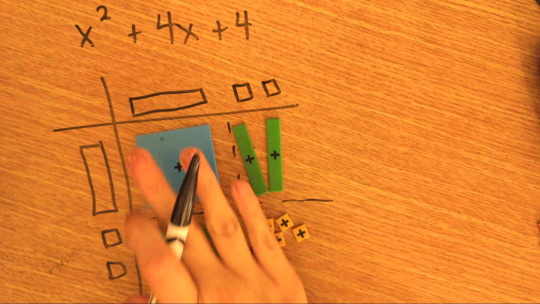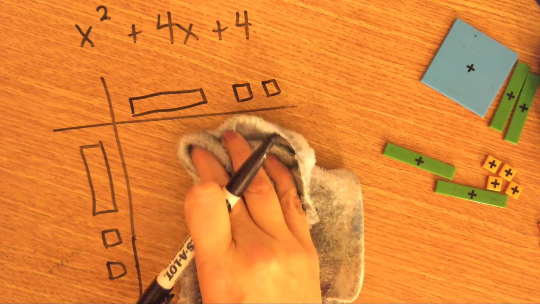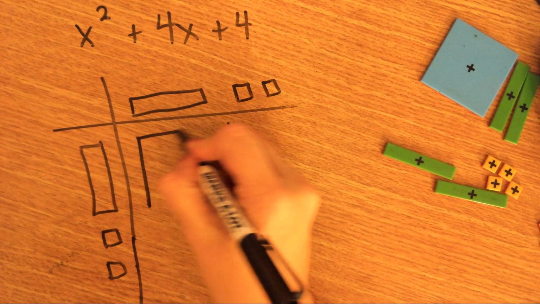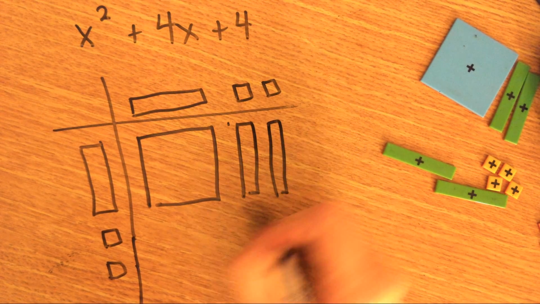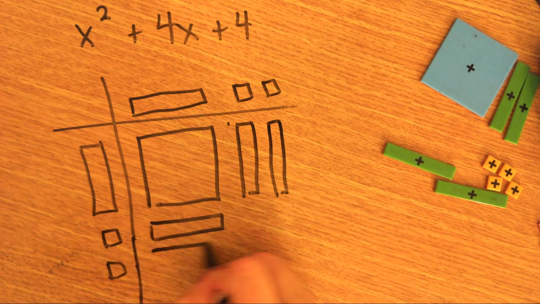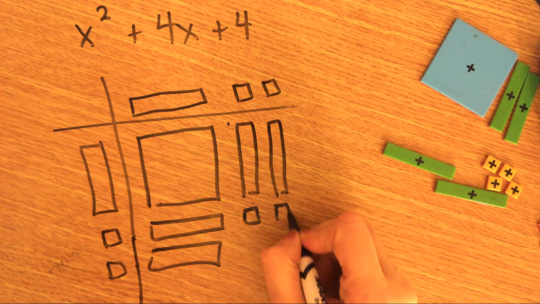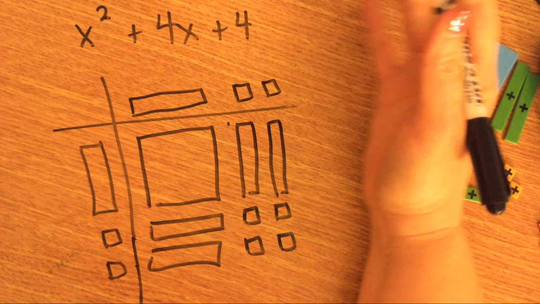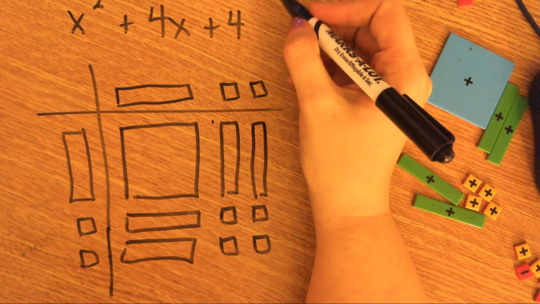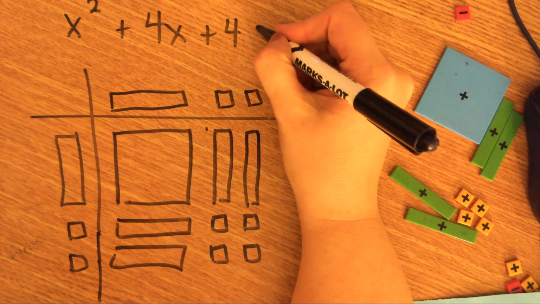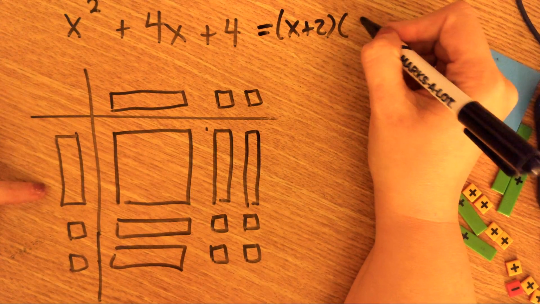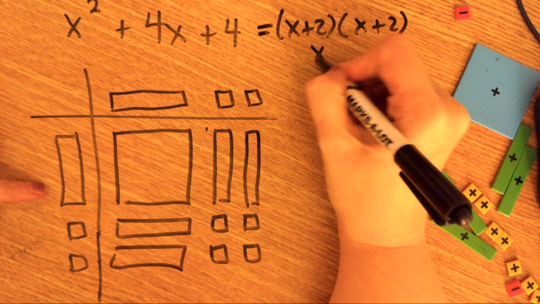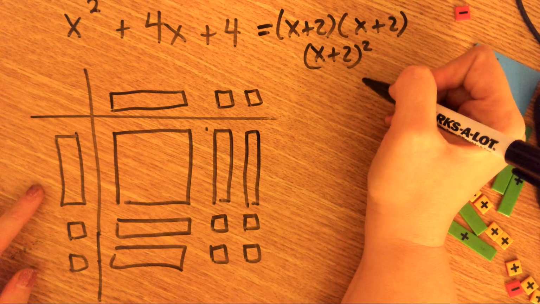Okay? For my final answer that I actually tile myself, I'm going to actually draw those tiles. X squared, 1, 2. These are my horizontal tiles. And then I have 1, 2, 3, 4. So what does this mean? What this means is that x squared plus 4x plus 4 equals x plus 2 times x plus 2, which is x plus 2 squared. Either one of these answers is going to be the same thing.